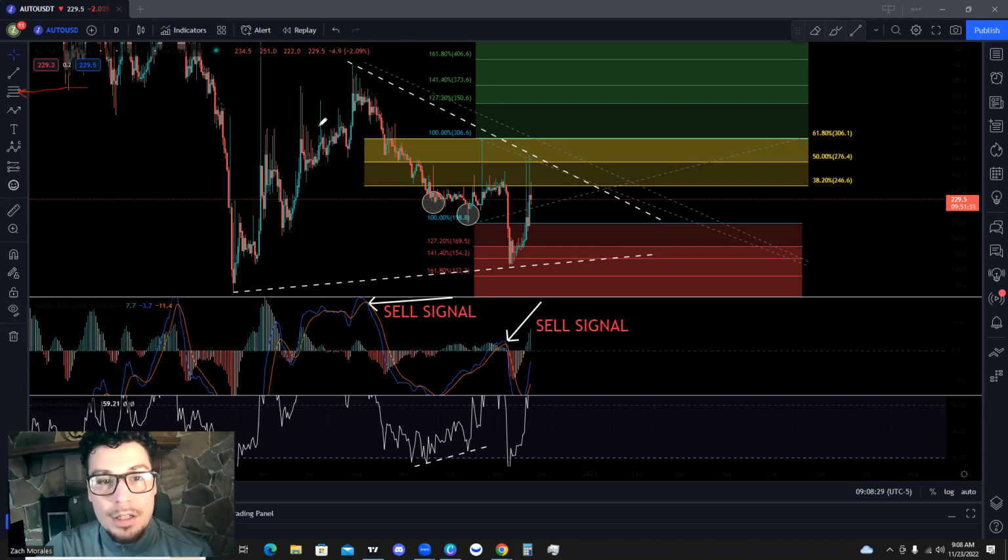This is the Fibonacci. What we're doing is connecting our swing high up here down to our swing low over here, and this is going to give us these three levels right here. The reason we use these three levels: the 61.8 is the golden ratio. It exists all throughout nature, all throughout the stock market and the cryptocurrency markets. It's a very powerful number. Then we have the 50% retracement level and the 38.2 retracement level.